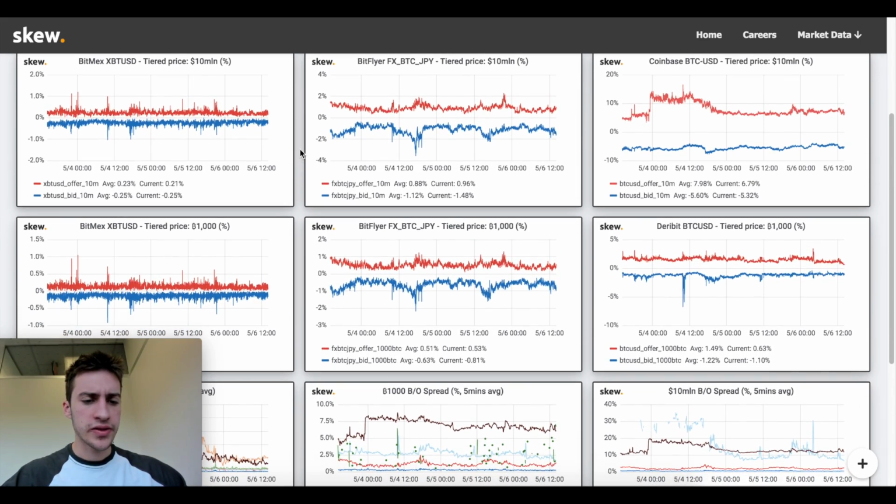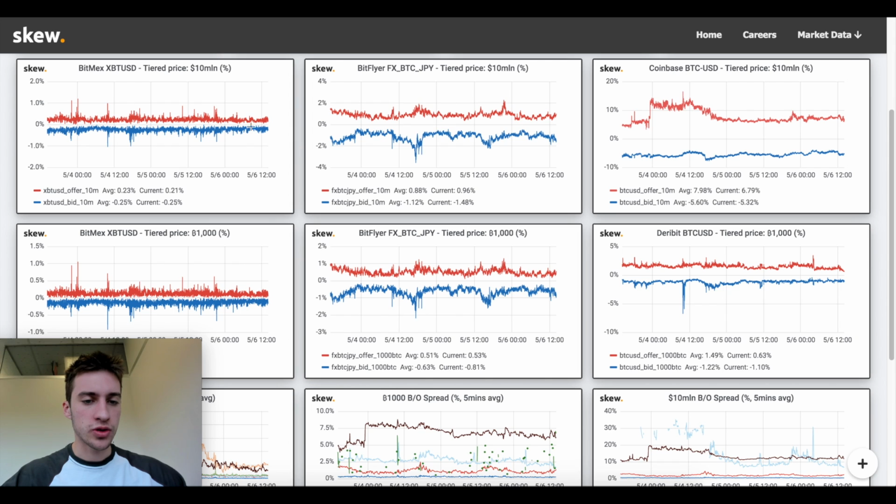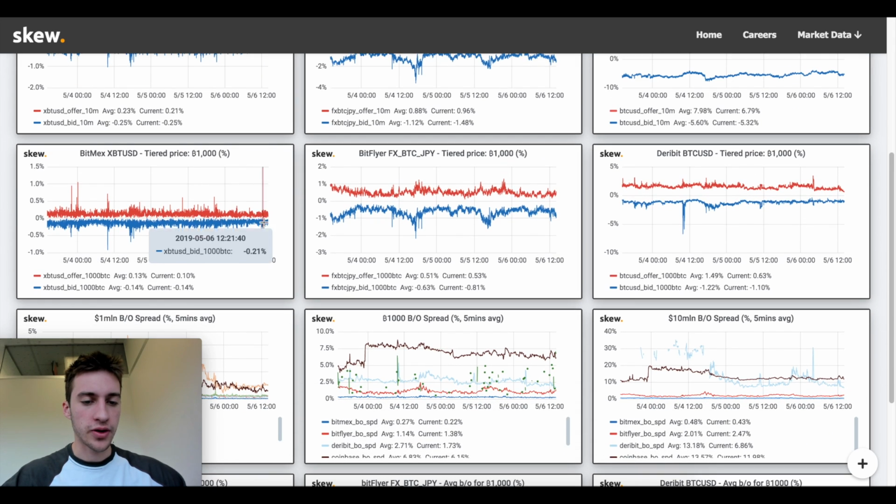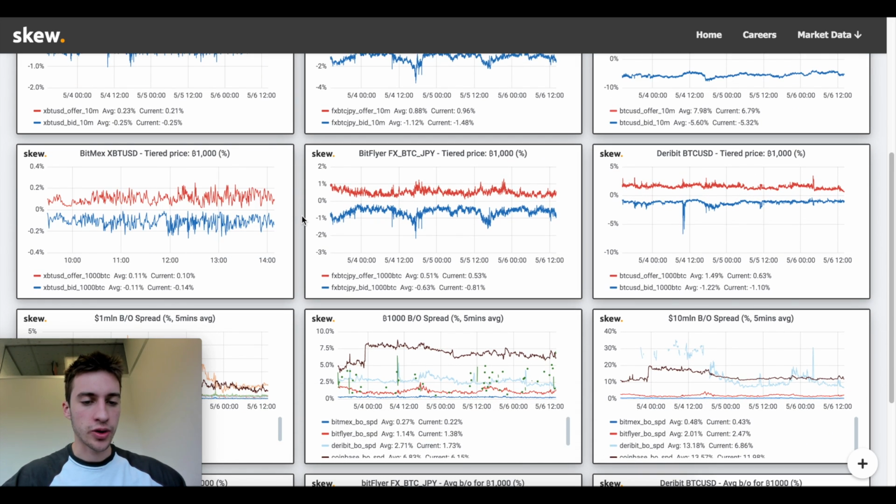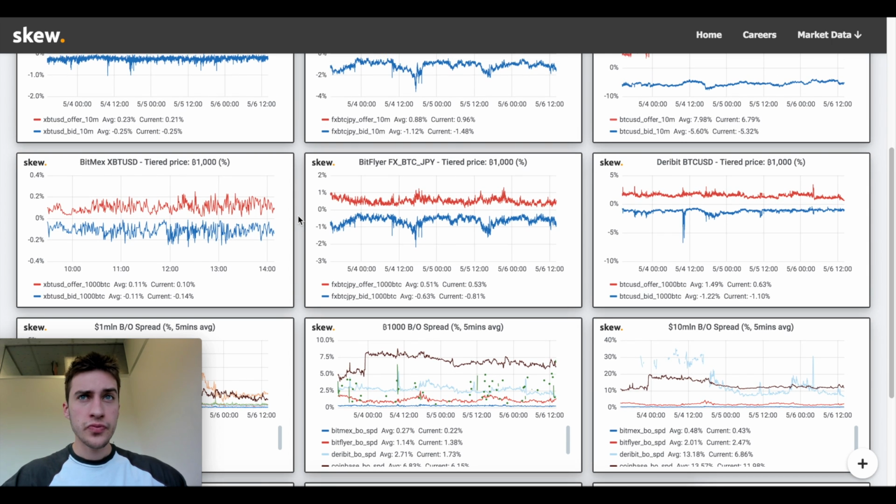So if we look at, which one should we do? Should we do 10 million or should we do 1,000 Bitcoin? Let's do 1,000 Bitcoin. Let's zoom in just so I can show it. So what this is showing us is basically when the bid, so the bidding is this blue, right? And then the offering or the limit sells are red. So the closer that this gets to zero, the stronger that the offers are near price. And the closer that the bids get to zero, the stronger that the bids are near price.